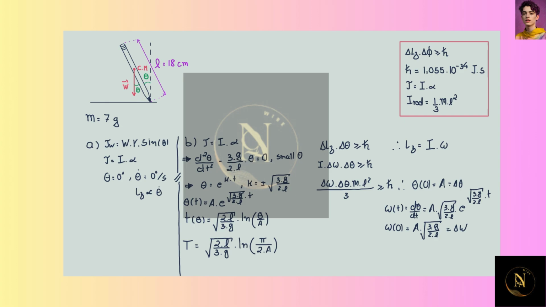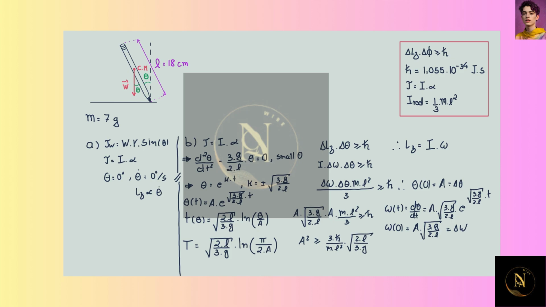Using these equations, we get the following. A times the square root of 3 times g divided by 2 times L, which is delta omega, times A, which is delta theta, times m times L squared, divided by 3 is bigger than or equal to h bar. Now we solve this equation for A. We get the following. A squared must be bigger than or equal to 3 times h bar divided by m times L squared times the square root of 2 times L divided by 3 times g.